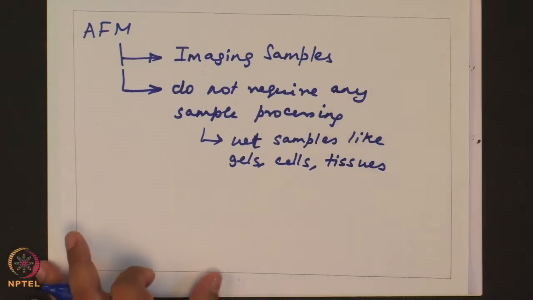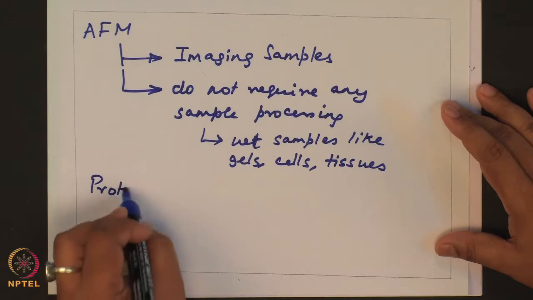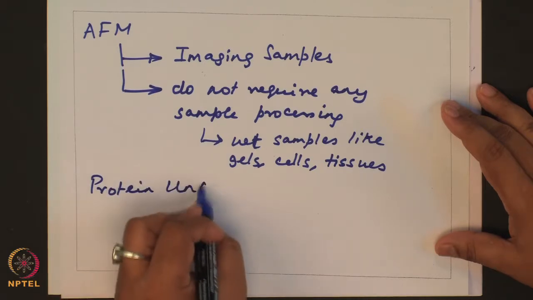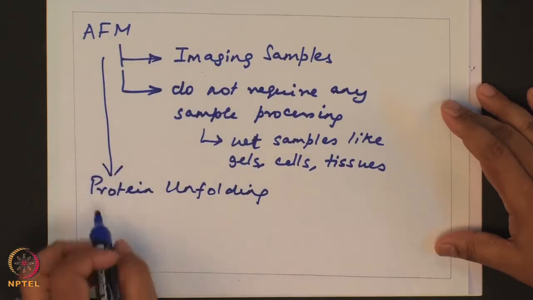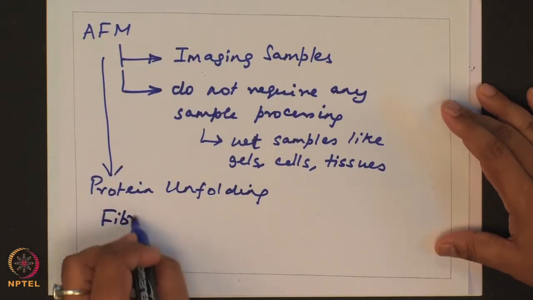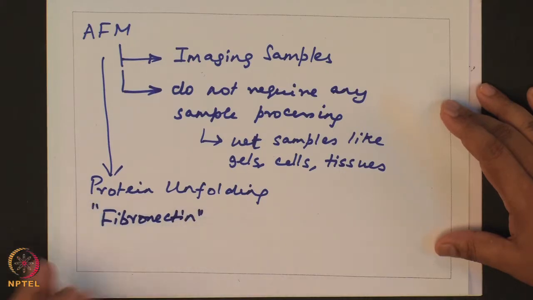Previously I had discussed the application of AFM for protein unfolding. I had discussed in great detail while discussing fibronectin and the mechanical stability of its different domains. Today again I would like to briefly recap how an AFM works.